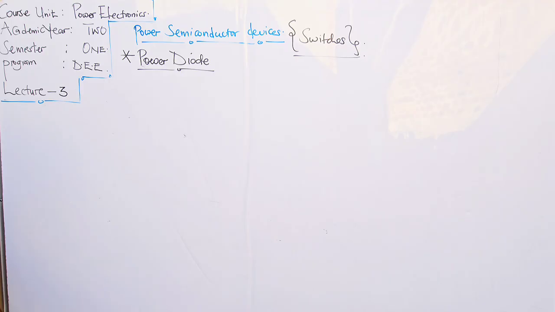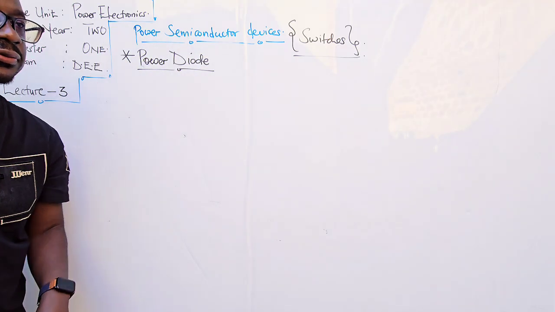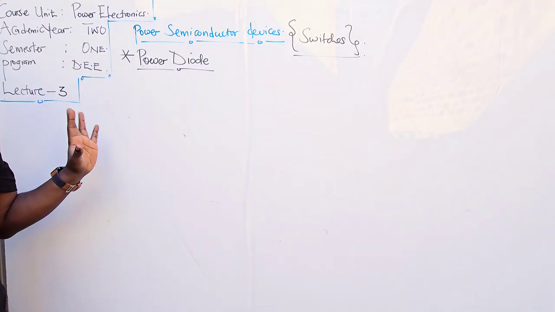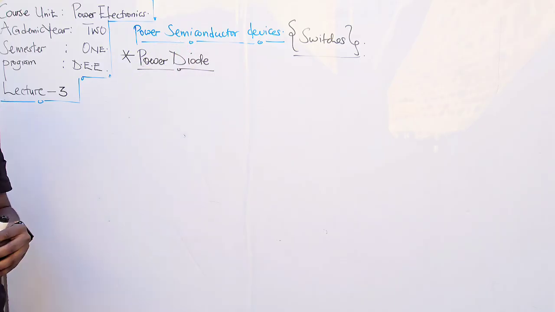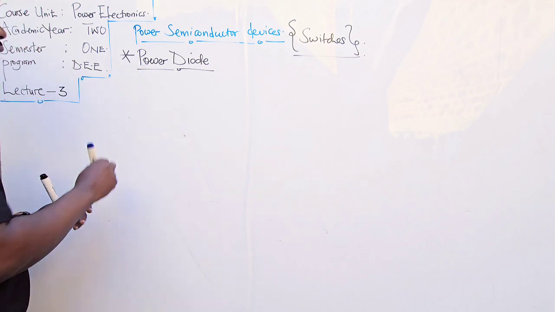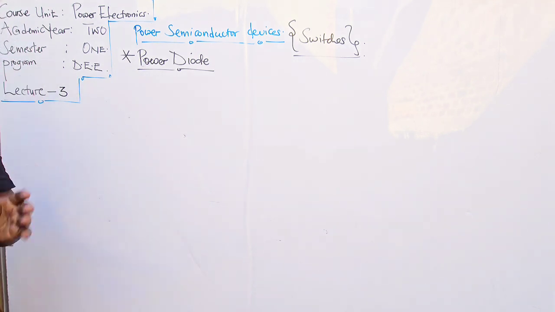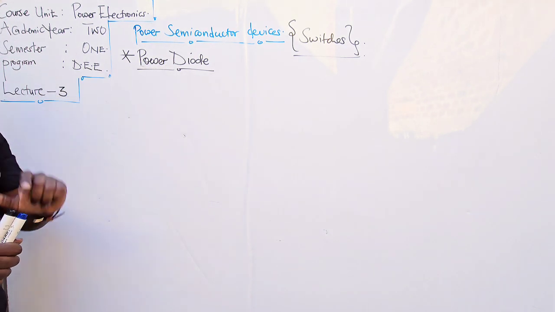So the previous one was just giving a brief introduction, and let's just call it listing or jotting down a good collection of power semiconductor devices. So today let's dive deep into the very first one, that is the power diode.